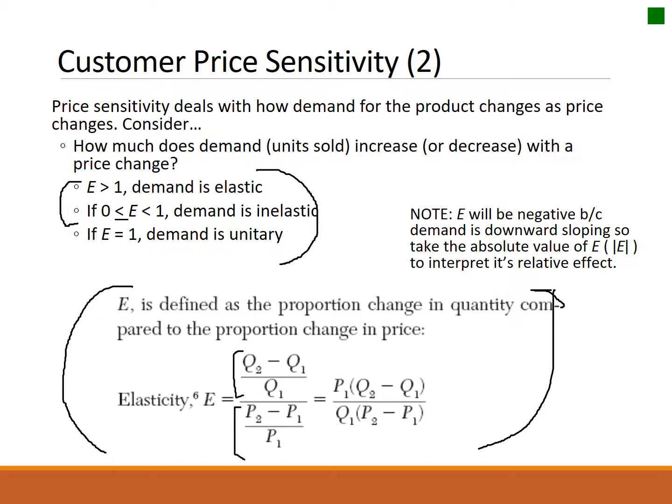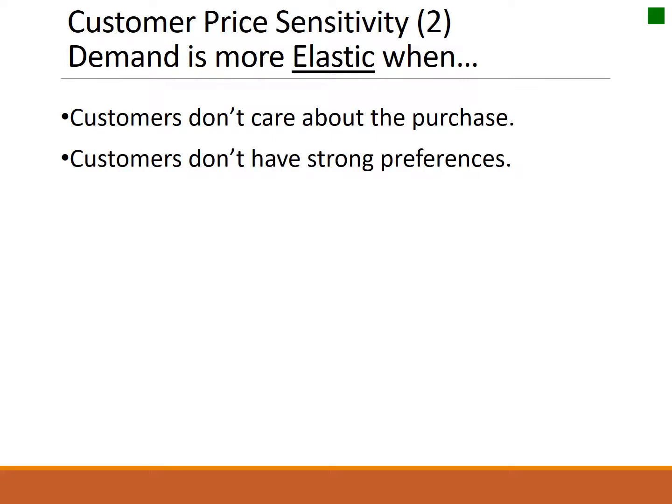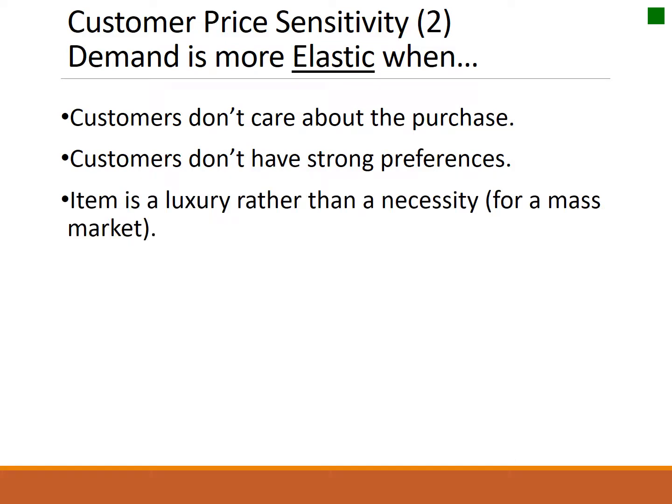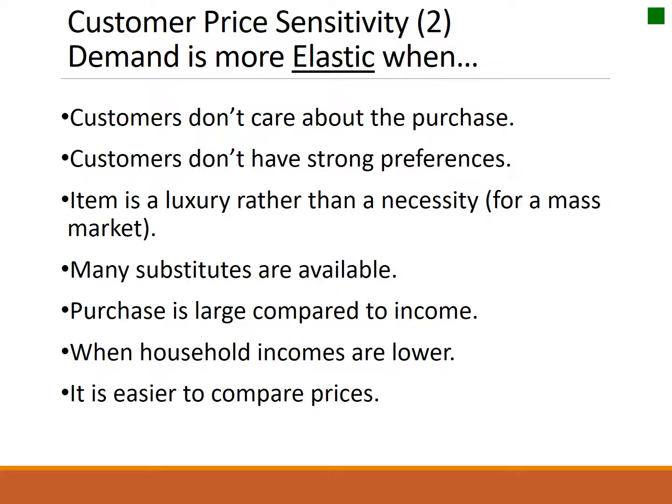Okay, so review those notes. This is something that you've had before, elasticity of demand. But note some special elements here. Demand is more elastic when customers care less or are not as involved with the product purchase, or they don't have strong preferences, in other words. If an item is a luxury good rather than a necessity, it'll tend to be more elastic. When there are lots of substitutes available, when the purchase is large and there's a lot of switching opportunity involved, then people will be more elastic. When household incomes are lower, in other words, the purchase is relatively more important for the household, and when it's easier to compare prices.